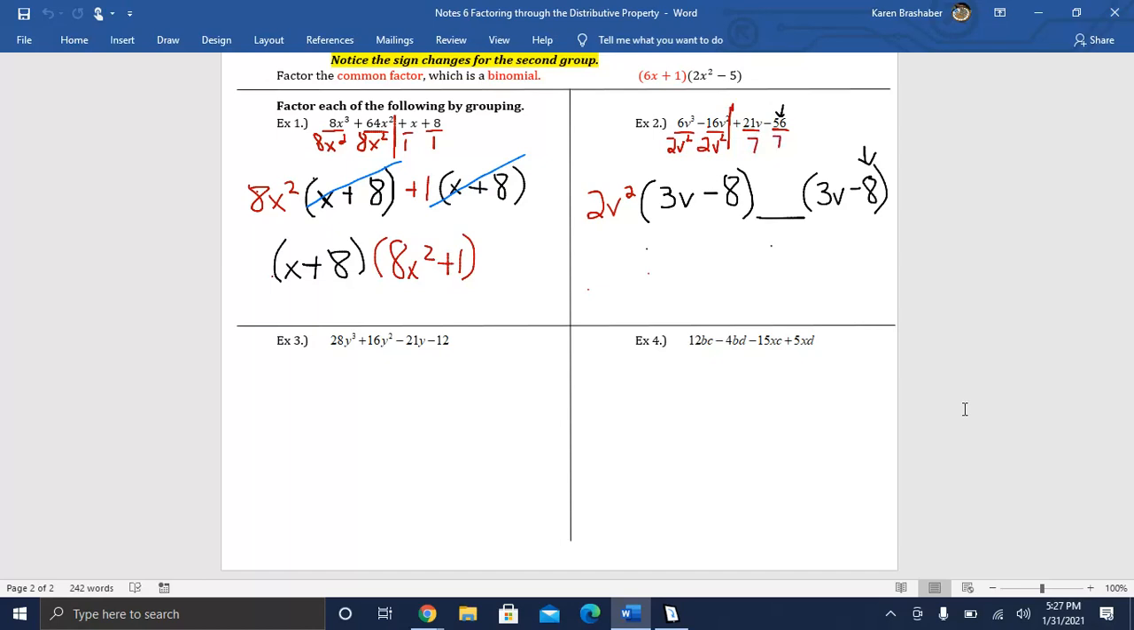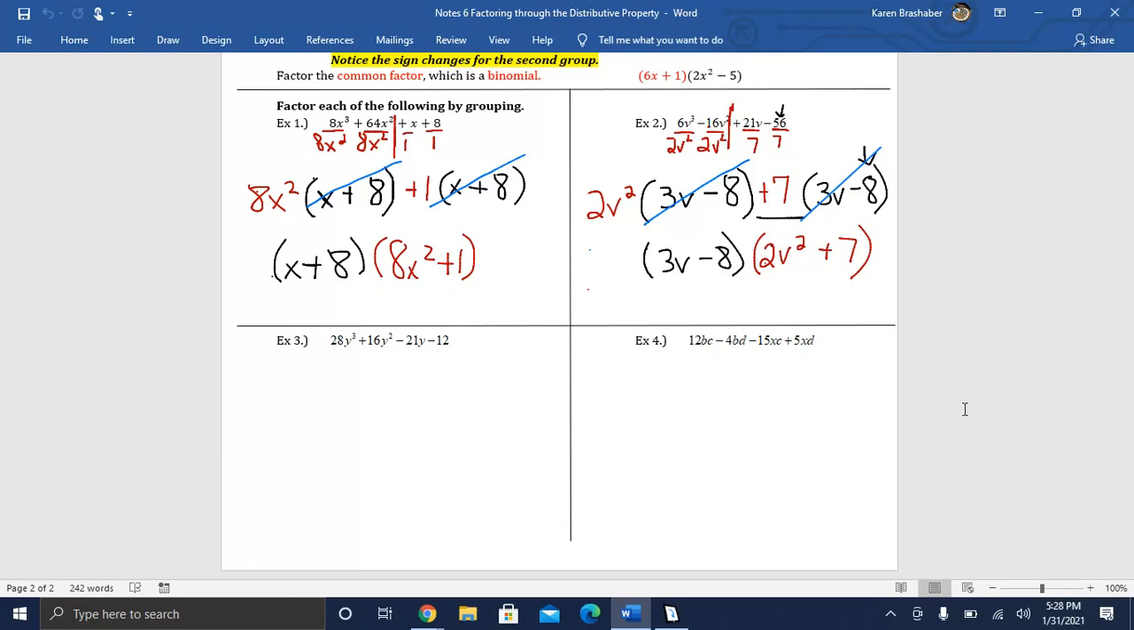Now, when I write the 7, I want to write it with a plus sign because it is positive 7 that I am factoring out. So my common factor is now my parentheses 3v minus 8. And as I did in the last one, I'm going to mark it out so that hopefully you can see your other factor is what is not marked out. So on the far left, you have 2v squared, and in the middle, plus 7. And that would be the factored form of your original problem.